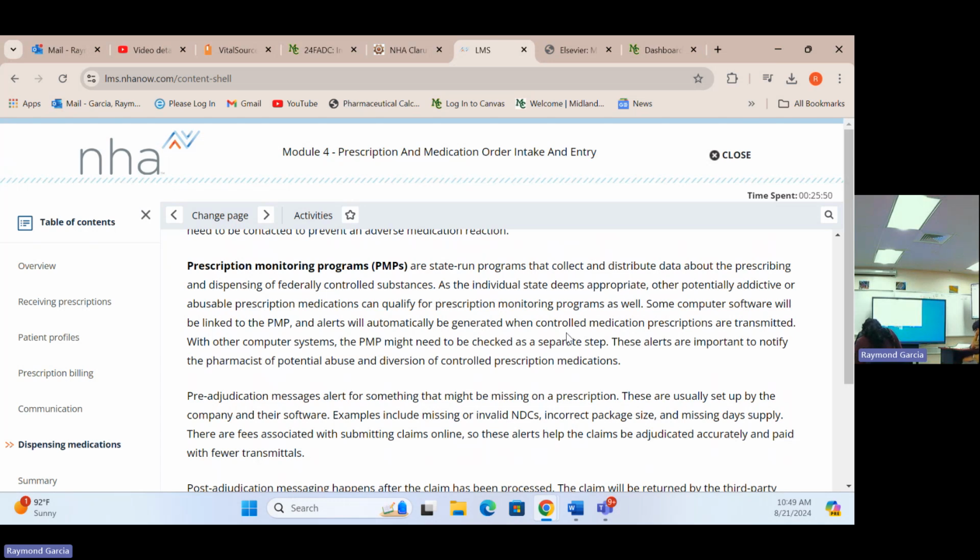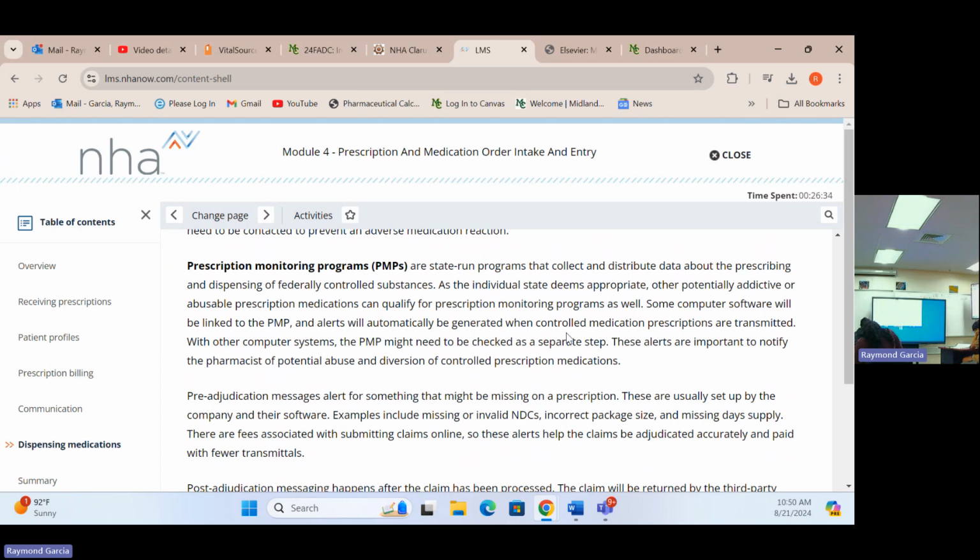Prescription monitoring programs, PMPs, are state-run programs that collect and distribute data about the prescribing and dispensing of federally controlled substances. The individual state deems appropriate which potentially addictive or abusable prescription medications could qualify for prescription monitoring as well. Computer software will be linked to the PMP, and alerts will automatically be generated when controlled medication prescriptions are transmitted. This is to keep track of controlled medications, making sure they're not getting out into the wrong hands.